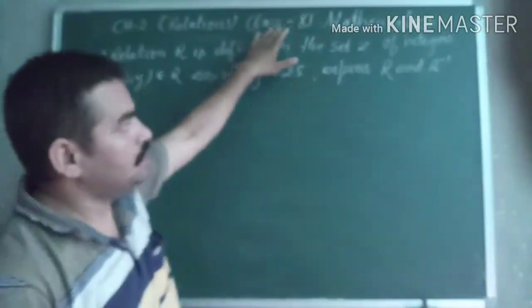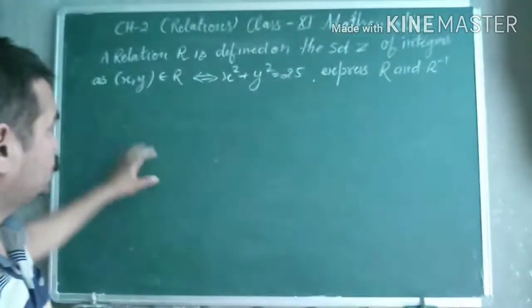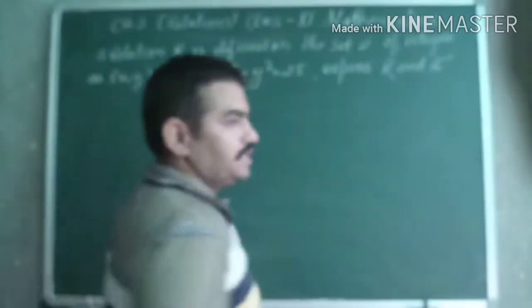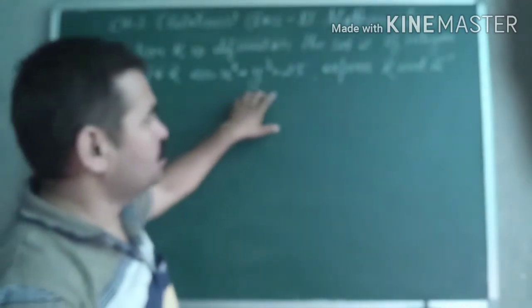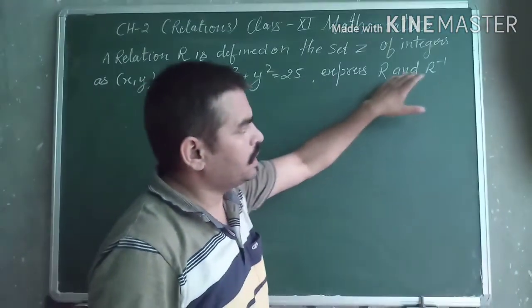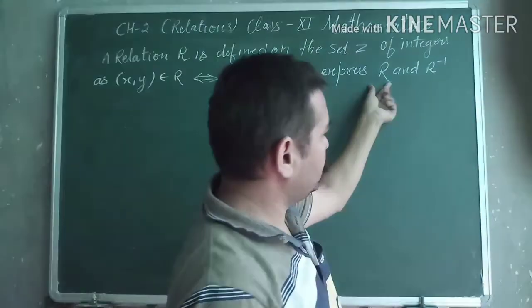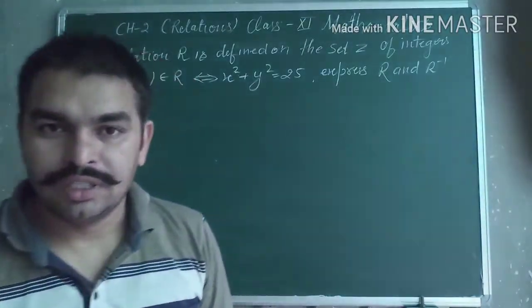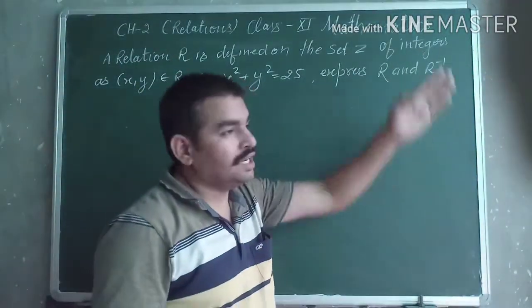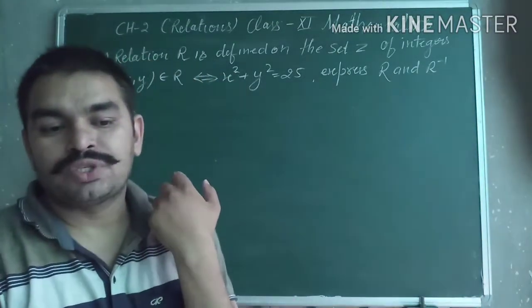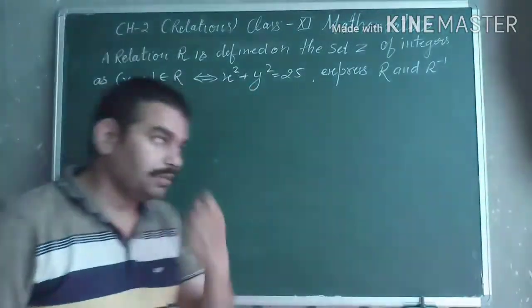Chapter 2 Relation, class 11th mathematics, and one of the most important questions on relations. That question is: a relation R is defined on the set Z of integers, such that (x, y) belongs to the relation if and only if x square plus y square is equal to 25. Find R and R inverse. What are the ordered pairs or the set of the relation, and what is the R inverse? वो हमें फाइंड आउट करके बताना है.